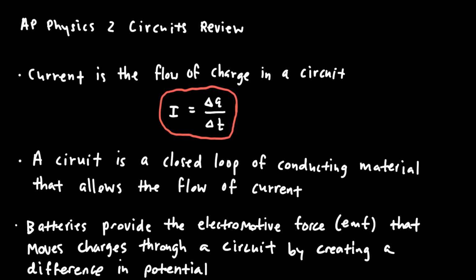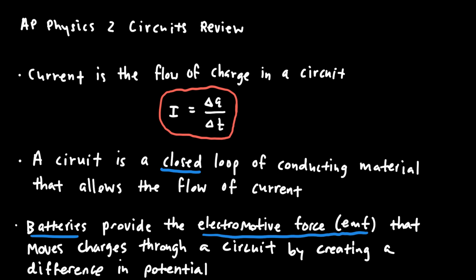And there are certain things that determine that rate of flow of charge, like the different types of elements that are in a circuit. But nonetheless, current is the flowing of charges in a circuit. And in order to have a circuit, you need a closed loop of conducting material that allows the current to flow. And typically in a circuit, it is a battery that provides an electromotive force, or an EMF, that allows the charges to move. Right?